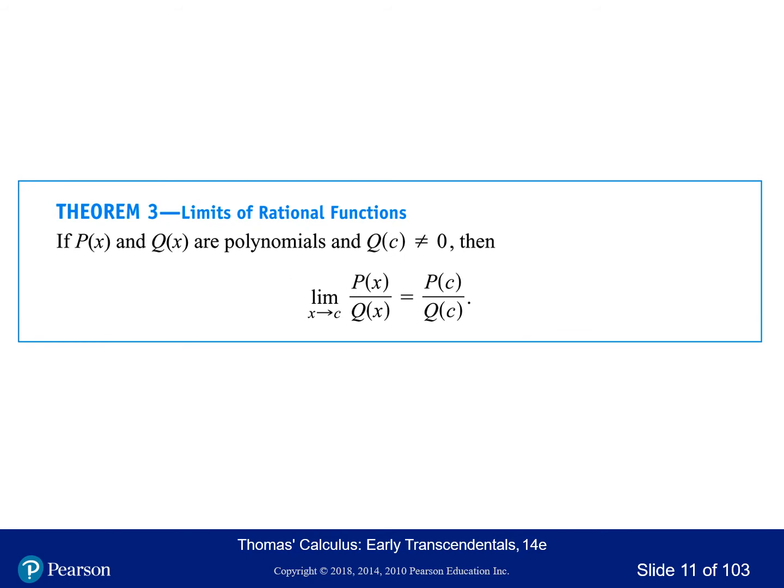Now for this theorem, limits of rational functions. If p and q are polynomials and q of c is not equal to 0, then the limit of the ratio between two polynomials is equal to the ratio of the limits of these polynomials.